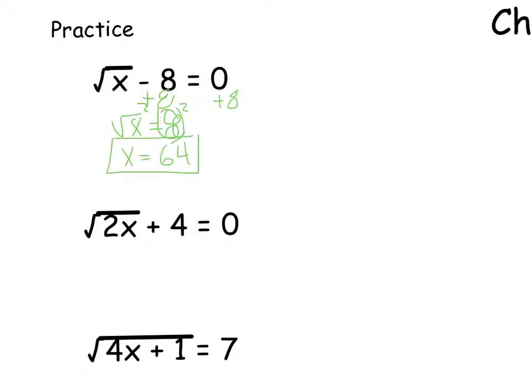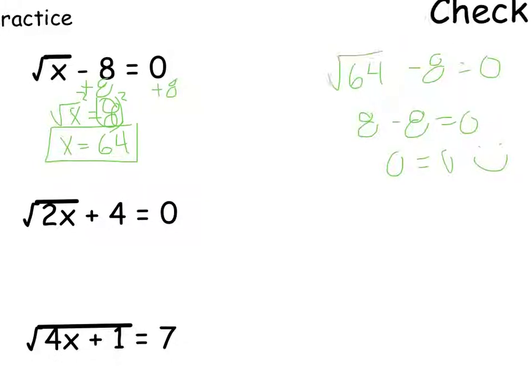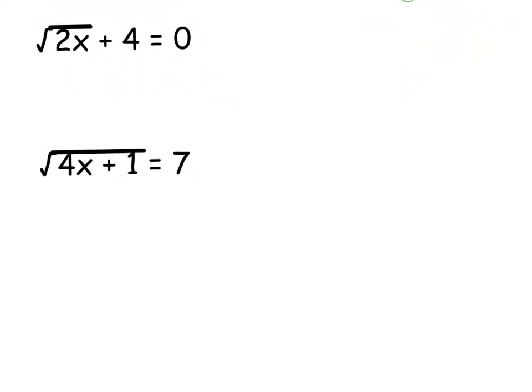Now we have to check it. So we had the square root of x minus 8 equals 0. Square root of 64 is 8 minus 8 equals 0. So we have 0 equals 0. Smiley face. Awesome, it worked. Next one. Get that radical by itself.